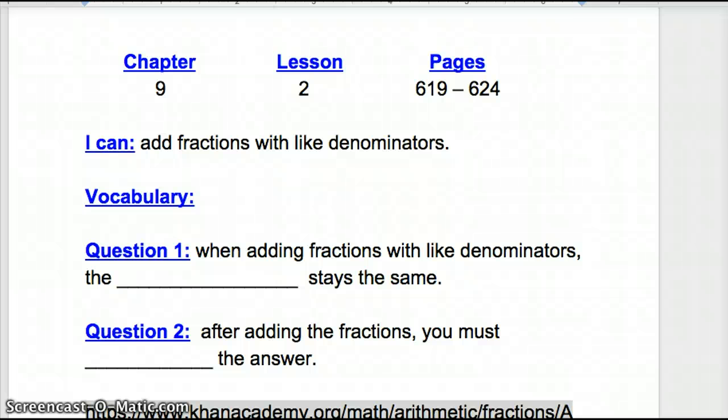Today's lesson is Chapter 9, Lesson 2, which can be found on pages 619 through 624. Our objective is I can add fractions with like denominators. Question 1. When adding fractions with like denominators, the blank stays the same. Question 2. After adding the fractions, you must blank the answer.